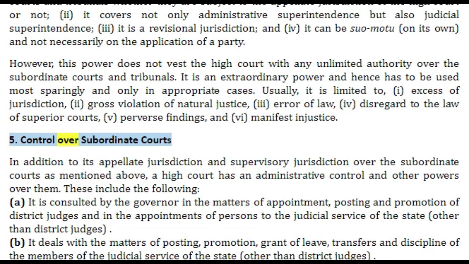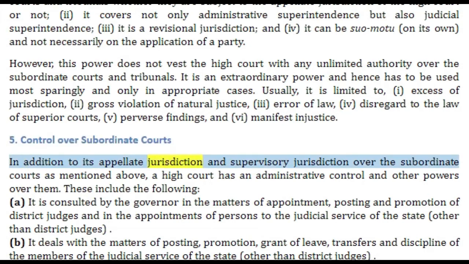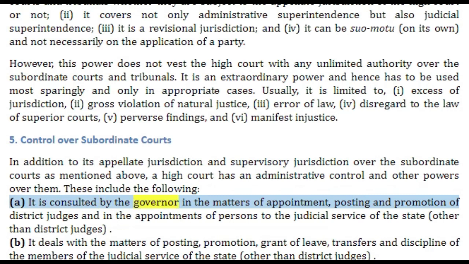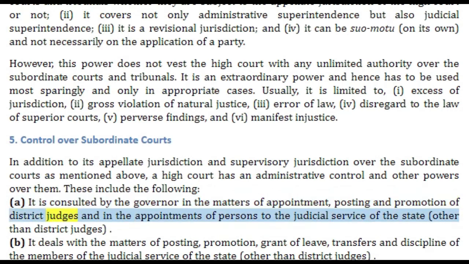5. Control over subordinate courts. In addition to its appellate jurisdiction and supervisory jurisdiction over the subordinate courts as mentioned above, a High Court has an administrative control and other powers over them. These include the following. A. It is consulted by the governor in the matters of appointment, posting and promotion of district judges, and in the appointments of persons to the judicial service of the state, other than district judges.